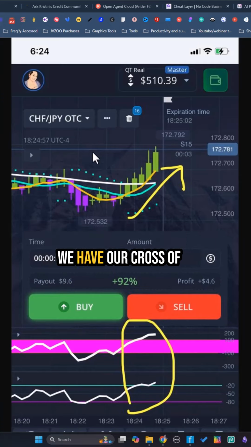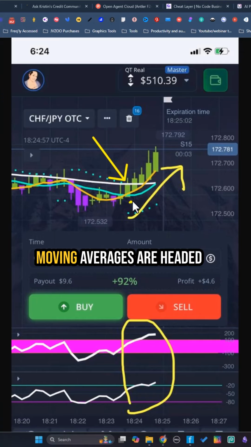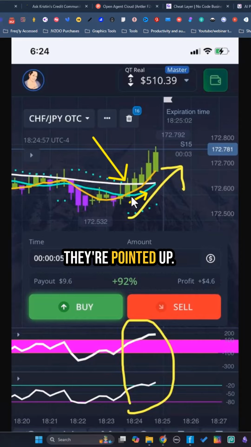So step number 1, we have our cross of our moving averages. Step number 2, you're going to see that our moving averages are headed in the same direction. In this case, they're pointed up. Step number 3, we're going to have our CCI. You can see it is in the danger zone. Step number 4, we have our parabolic SAR.